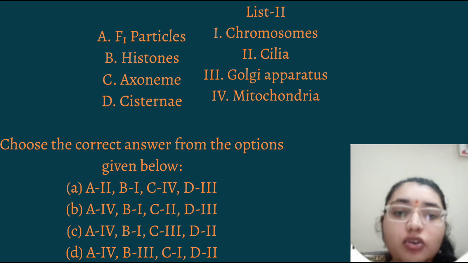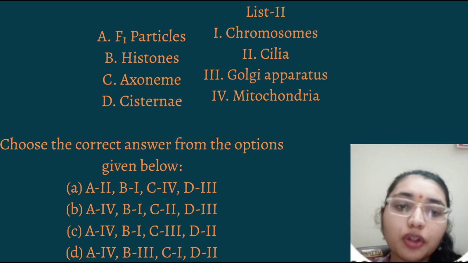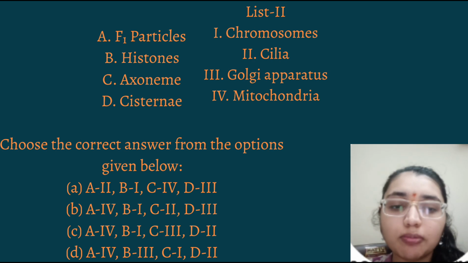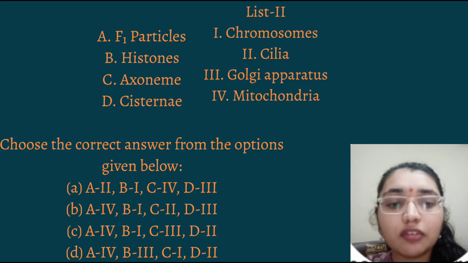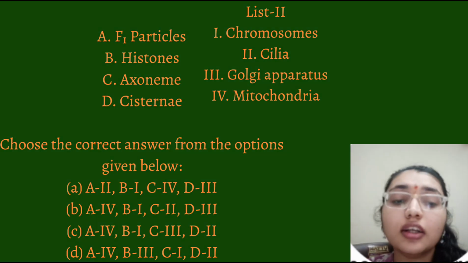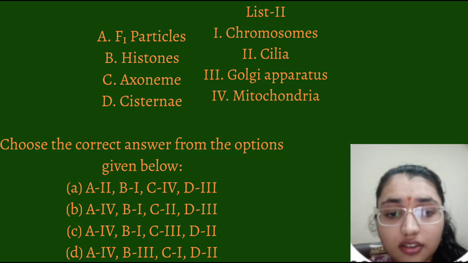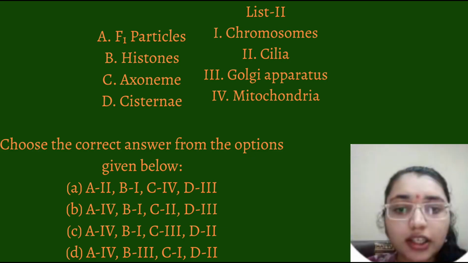Whereas axoneme is pairing with the cilia. The axoneme is the central microtubule-based core of the cilia and flagella, typically arranged in a 9+2 pattern. And cisternae is pairing with the Golgi apparatus, because they are flattened membrane-bounded sacs that make up the stack-like structure in the Golgi apparatus. So here the correct answer is B.